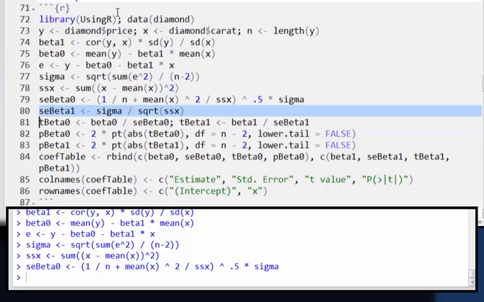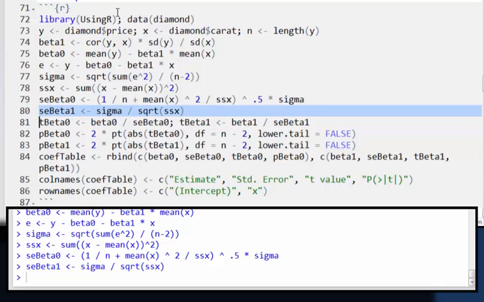And my standard error for my beta 1, which is I think the more useful and mentally important formula to commit to memory, is the sigma, the standard deviation around the regression line, divided by the square root of the sum of the squares of the x's, the sum of the squared deviations of the x's around their mean. Okay, there we go. There's the standard error for beta 1.